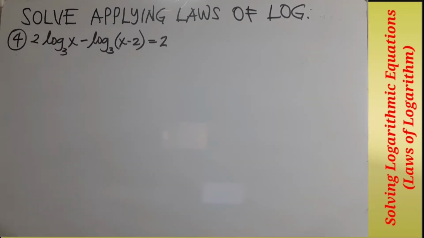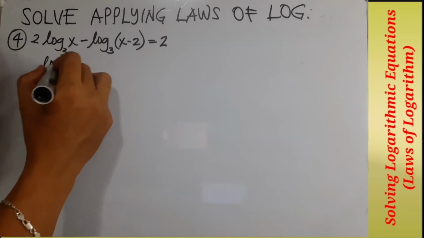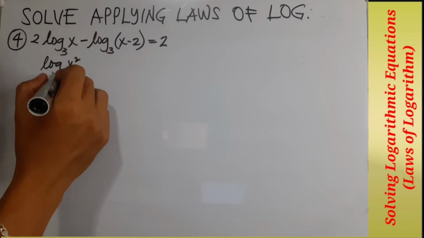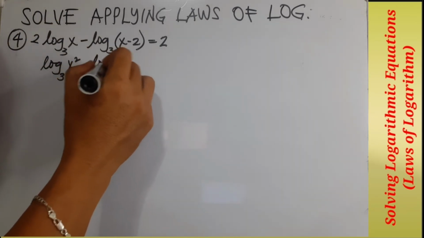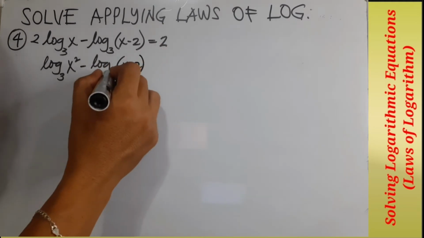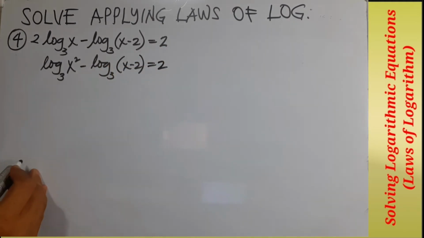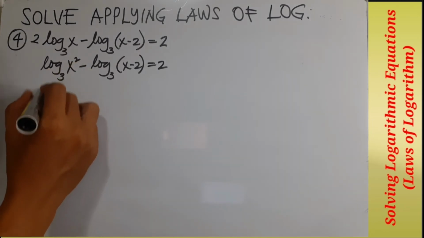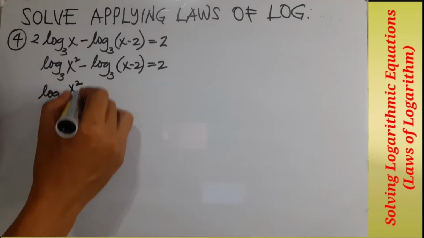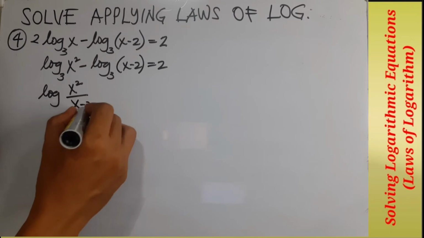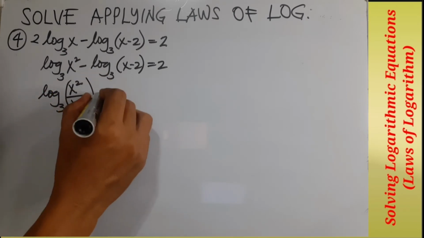For our problem number 4, we have 2 log of x with base 3 minus log of quantity x minus 2 with base 3 equals 2. So we will apply the appropriate laws of logarithms. Since we have the coefficient 2, we can apply the power rule. So we have log of x squared with base 3 minus, copy first, log of x minus 2 with base 3 equals 2. Then since it is minus, we can apply the division rule. So we have log of x squared all over x minus 2 with base 3 equals 2.